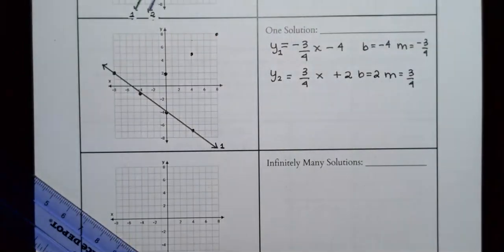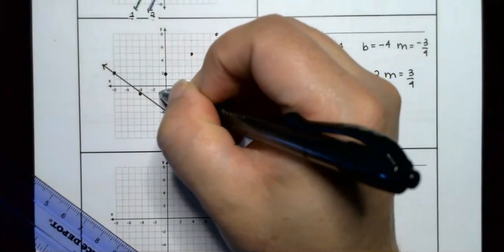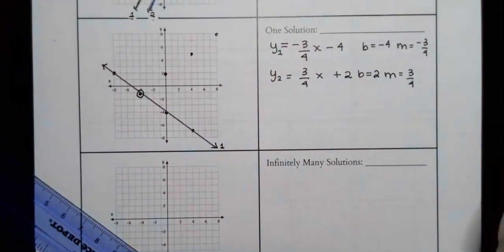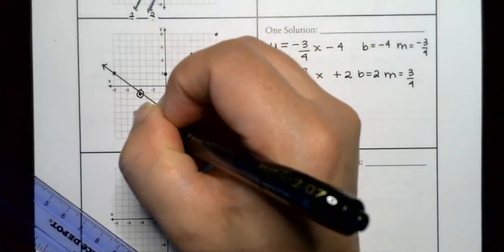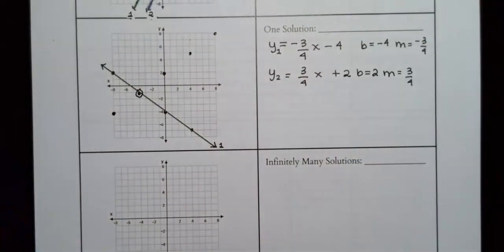Now, notice when I go in reverse. 1, 2, 3, 1, 2, 3, 4. This is the point that they have in common because this point originally was on our graph for line 1. Now I'm going to keep on going. I'm going to count down 3 and then go over 4. And then I'm going to connect these dots.